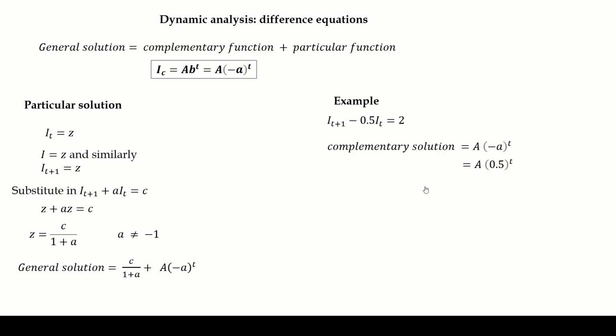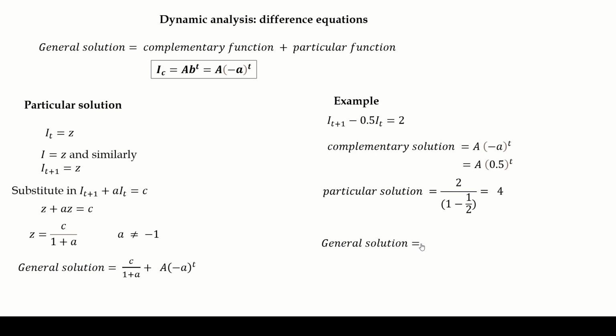So now we have a complementary solution. For the particular solution, we are going to use this formula over here, and the value for c is 2, and once we substitute those values, we get the particular solution of 4. Combining both solutions, we get the general solution, which is the sum of both solutions. We find the value of A through initial conditions, and everything else except t is known over here.